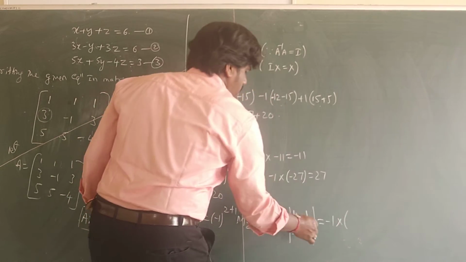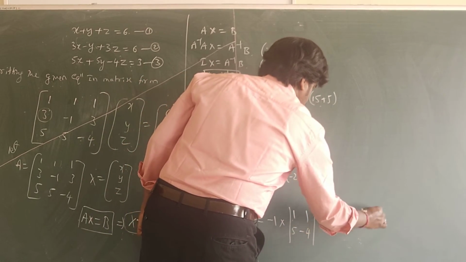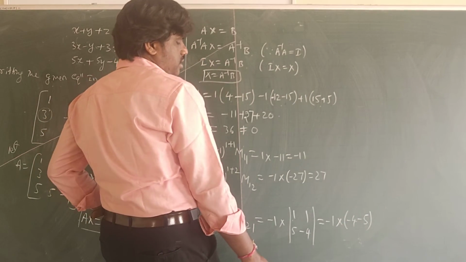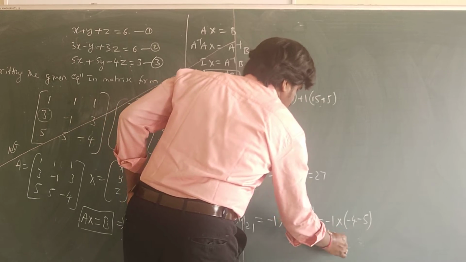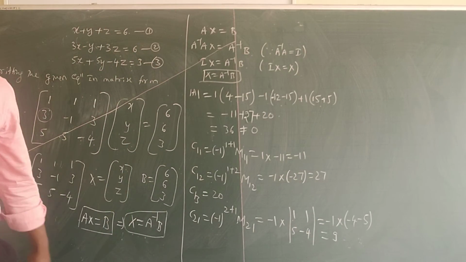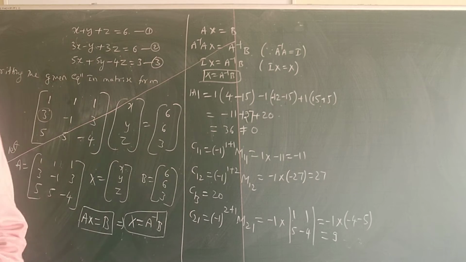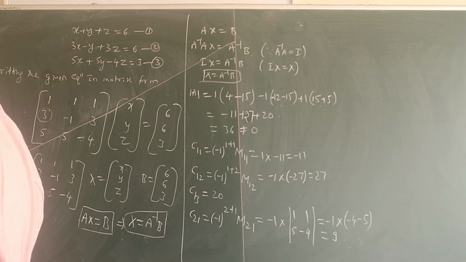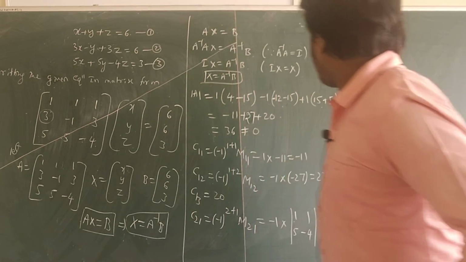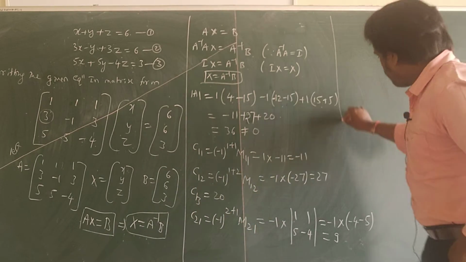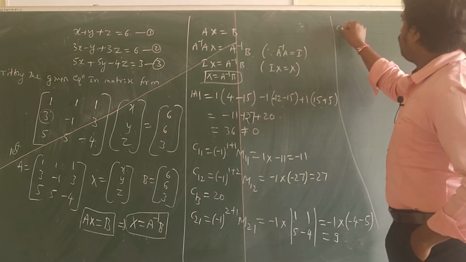-1 into -4 is -5. That is, I am going to get how much? -9 into 1 is +9. Like that, all you will find. Find it. Finding the inverse means, see here. C21 is over. Tell me quickly. Next one, C22.